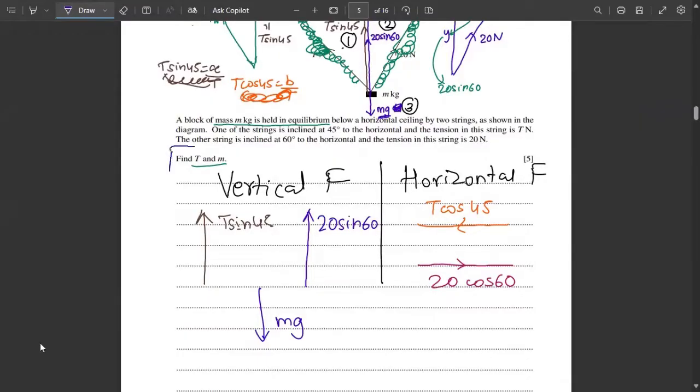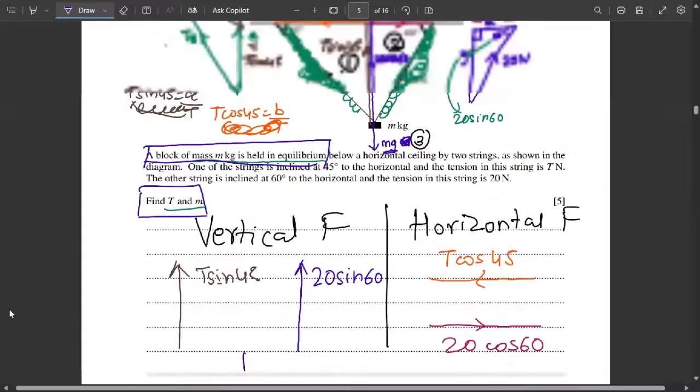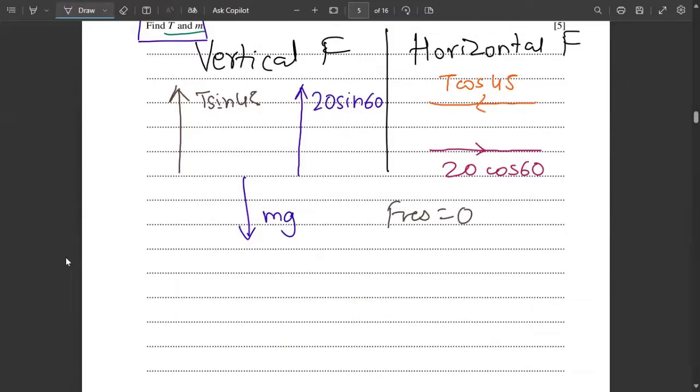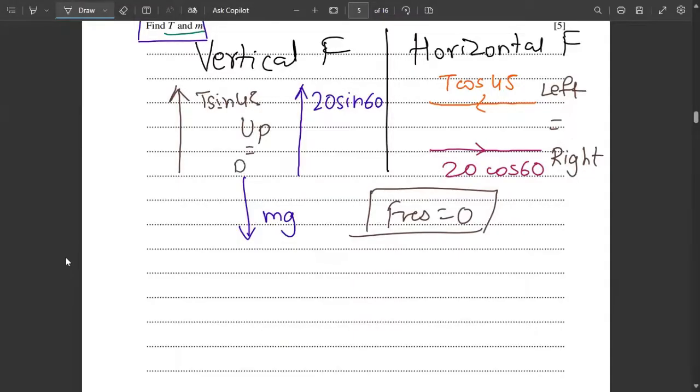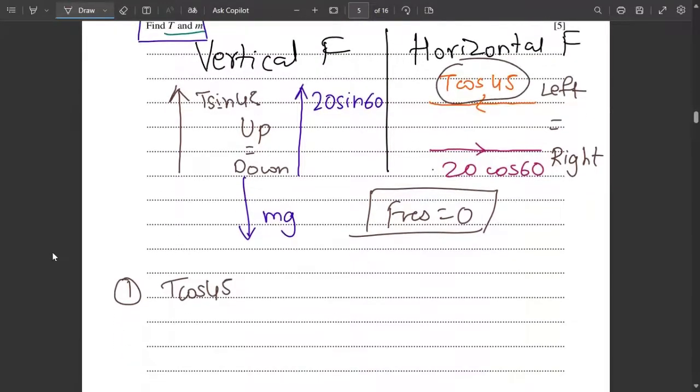Now what we have to do is find T and m. So let's make equations for this. Here we know that the system, or the block of mass m, is held in equilibrium. And what does equilibrium mean? When any system is in equilibrium, the resultant force is zero. And if F resultant is zero, then the forces on the left will equal the forces on the right, and the forces acting upwards will equal the forces acting downwards. So now we can make two equations. One will be T cos 45, which is this orange, is equal to 20 cos 60.